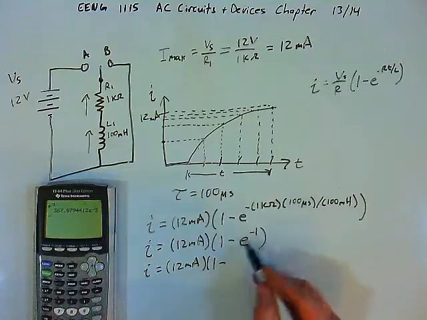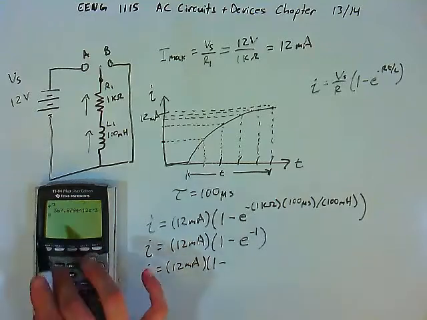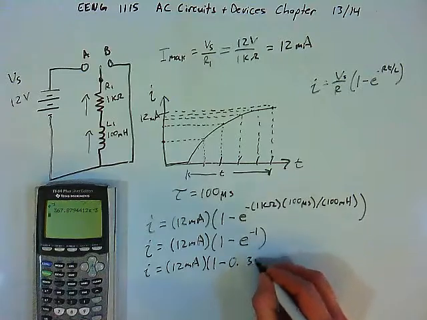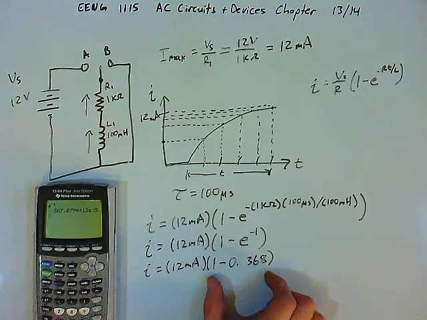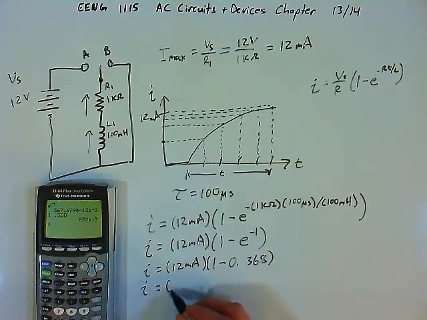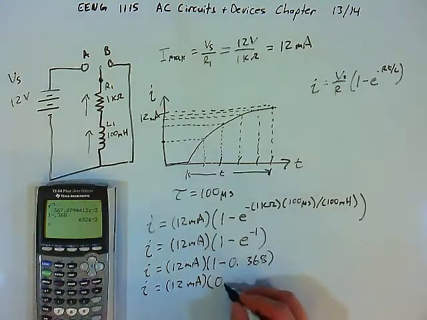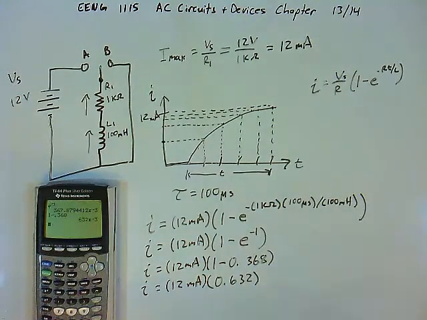times 1 minus e to the negative 1 power, and I'm going to write this as a decimal rather than engineering notation. I got 367 milli, so I'll write that as 0.368. And so now we will subtract. We're going to take 1 minus 0.368, and we get the instantaneous current is equal to 12 milliamps times 0.632. And this is a number that we see in the book as well.